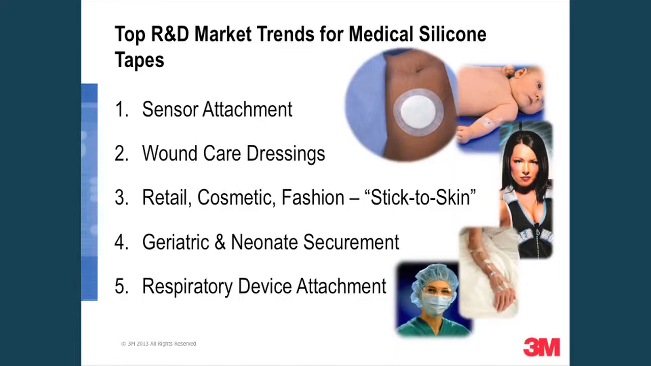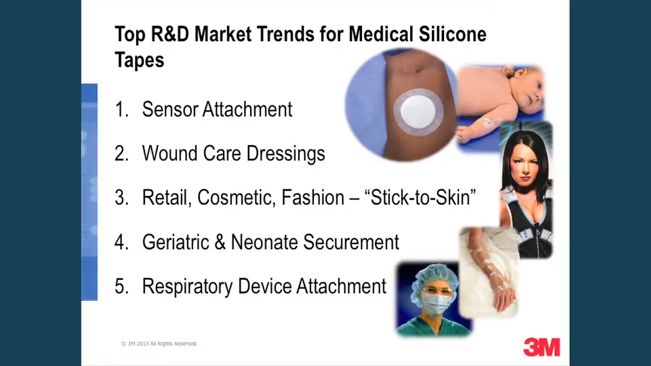Geriatric and neonate securement, one of my favorite areas, because I think that a lot of people have grandparents that have been in the hospital, or parents, and know someone who's had a child in the ICU units, where you don't want to traumatize them any more than they already are. So anything that you can do to make it gentler and more comfortable for them to wear the electrodes or wear the tube holders to give them the oxygen, anything that you can do to make that easier and gentler and less traumatic is a real plus, because they're already being traumatized to some extent.